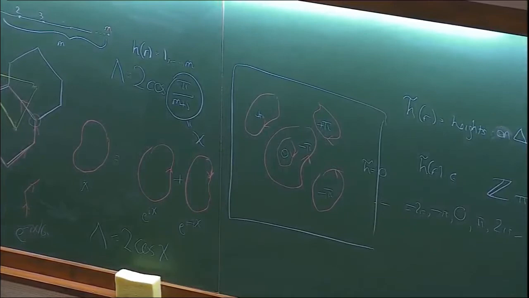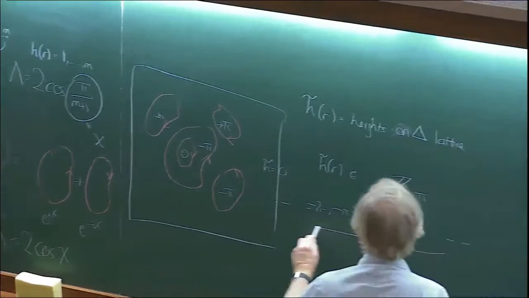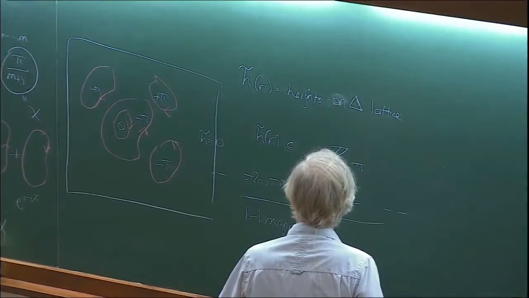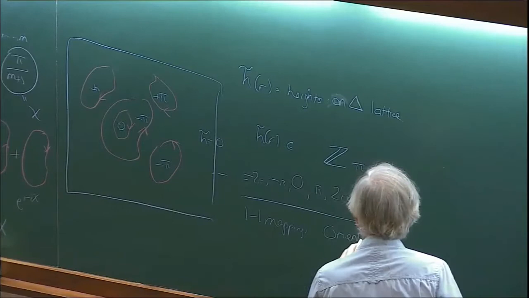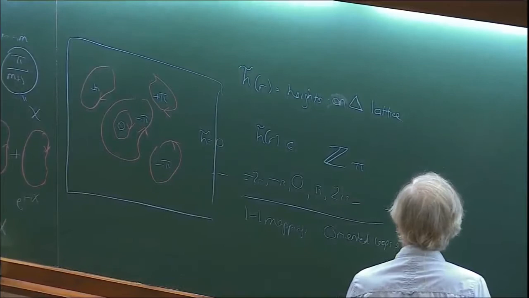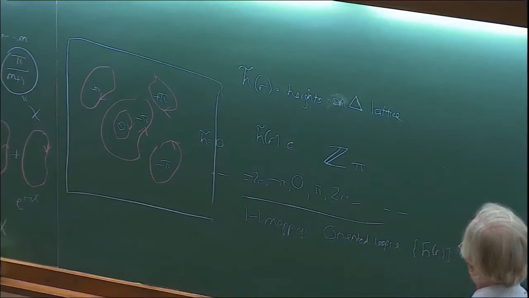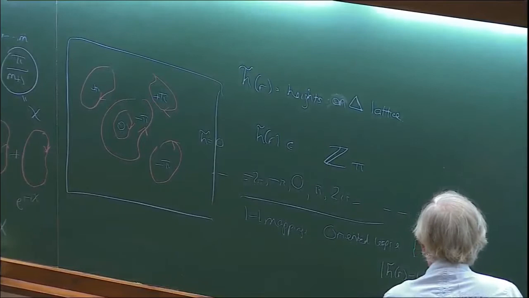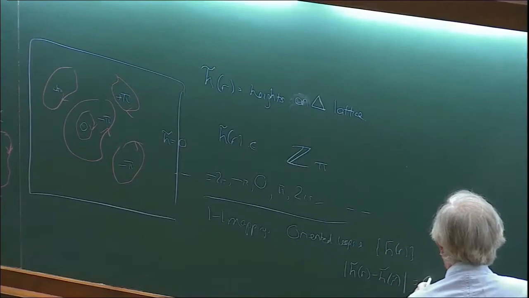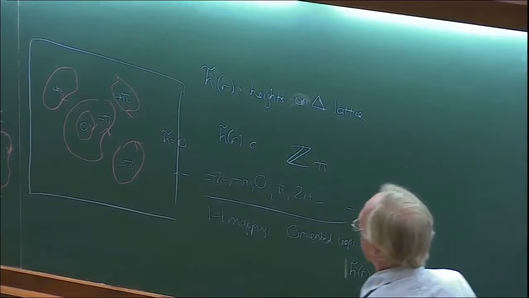Okay, so there's a one-to-one mapping between oriented loops and the values of h tilde on the triangular lattice, with the restriction that the change in h tilde between nearest neighbor sites on the triangular lattice is either zero or plus or minus pi. Okay.